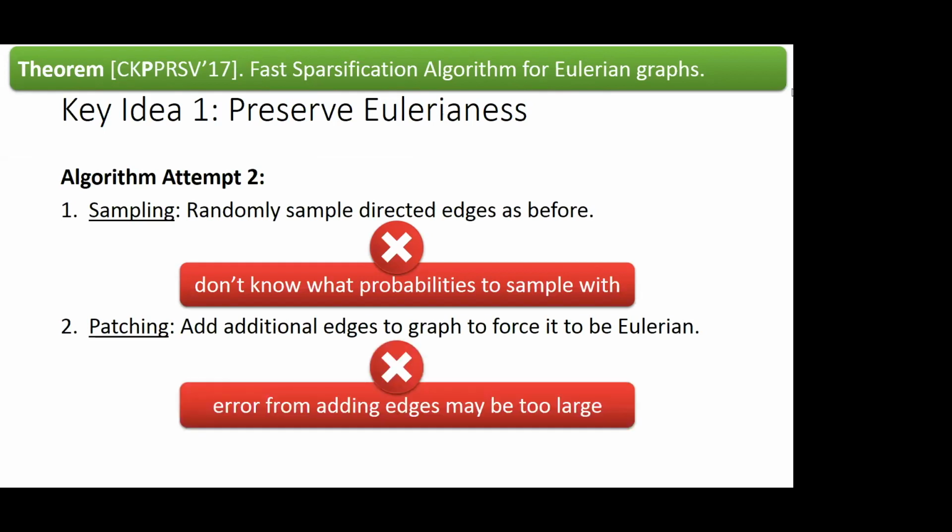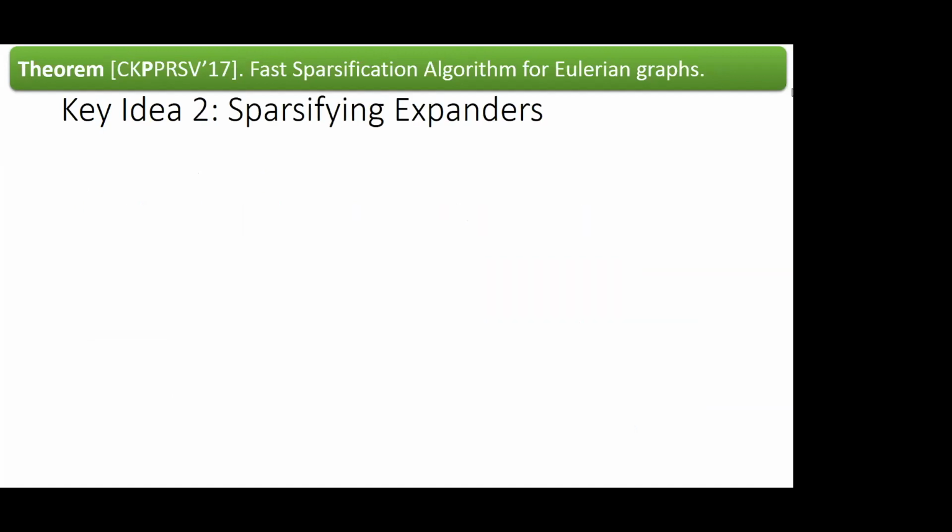And second, with this patching procedure, if we're just arbitrarily adding edges to a graph to force it to be Eulerian, we might be adding edges that connect vertices that were previously very far away in the graph and make them closer. Intuitively, you think that would add a lot of error. And in fact, it does if you're just adding edges arbitrarily. So even though we are now explicitly preserving the kernel of the graph and the fact that it's Eulerian, it still may not be a good approximation of the original graph, even though it's also an Eulerian graph.